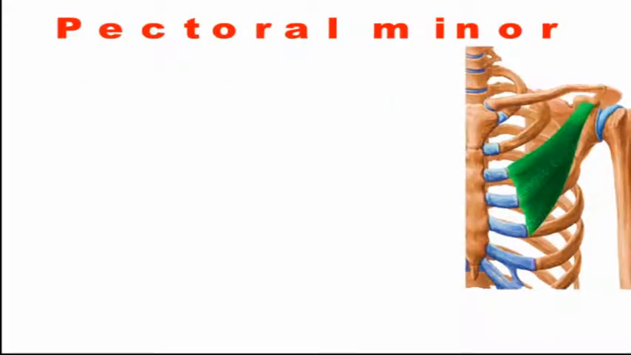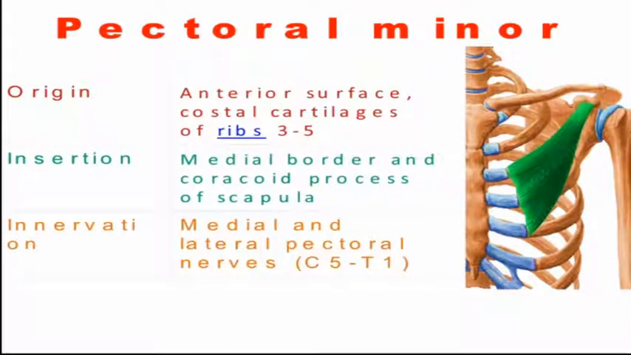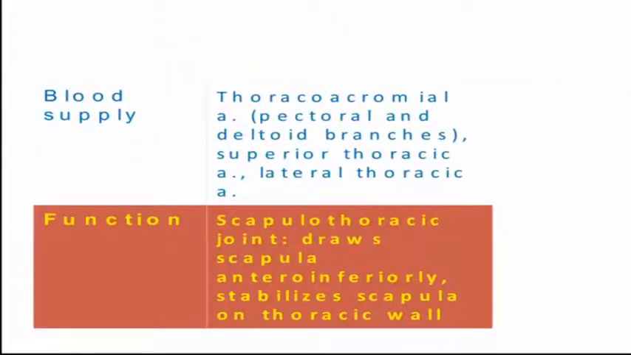Pectoralis minor is a small muscle. It originates from the 3rd to 5th ribs, and it inserts on the coracoid process of the scapula, and it is innervated by the medial and lateral pectoral nerves. Blood supply of the pectoralis minor is from the pectoral and deltoid branches of the thoracoacromial artery and the superior thoracic and lateral thoracic arteries. Its function is to form the scapulothoracic joint, draw the scapula anteriorly and inferiorly, and stabilize the scapula on the thoracic wall.